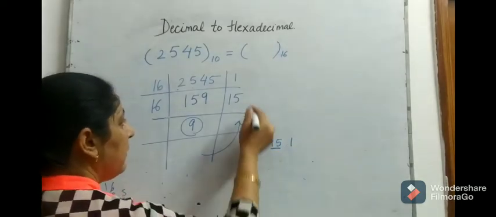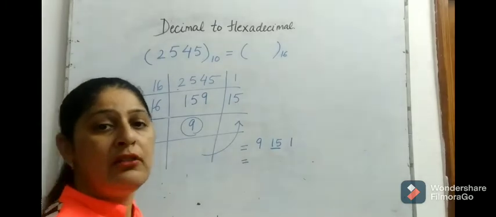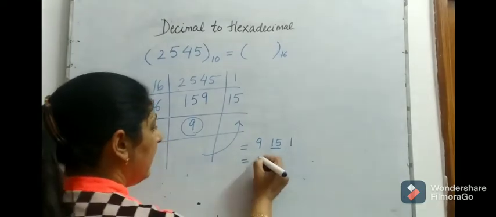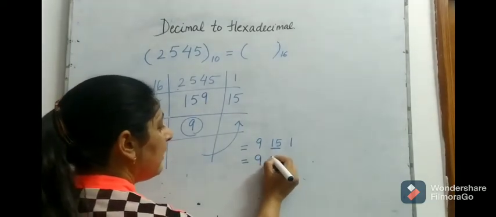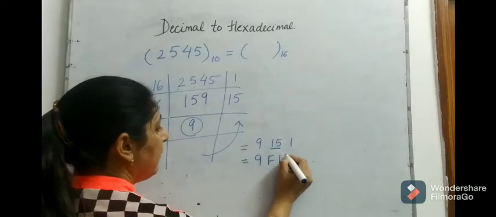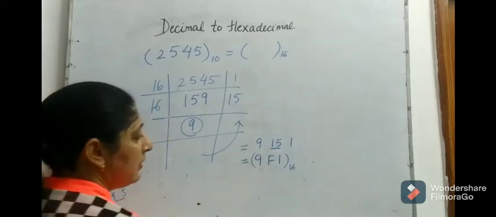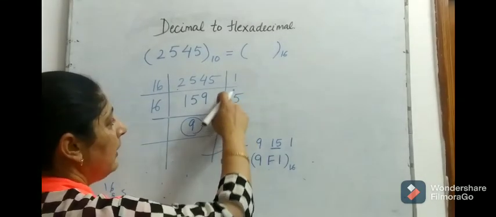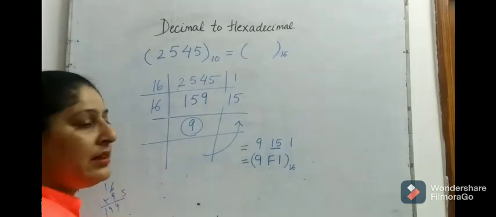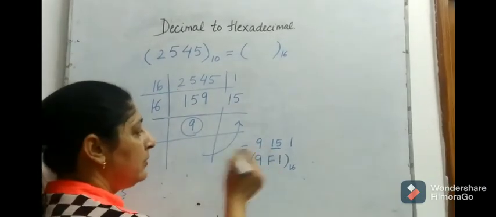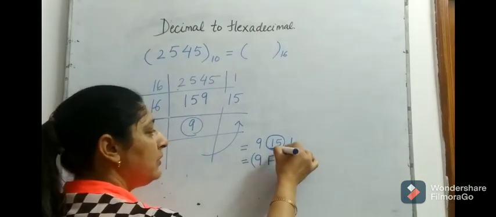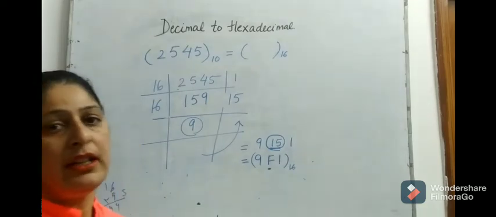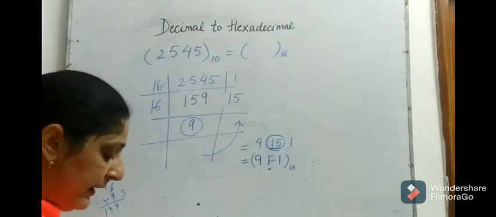And just now I told you, whenever you get a remainder more than 9 and less than or equal to 15, you will represent those numbers as alphabets. So 15 was represented by F. So 9F1 will be my conversion for hexadecimal. You saw how I'm using the remainder which is more than 9 as an alphabet. To keep a check, always underline it so that while converting into the final answer, you can make it a character and it will not lead to any confusion. I hope it is clear now.